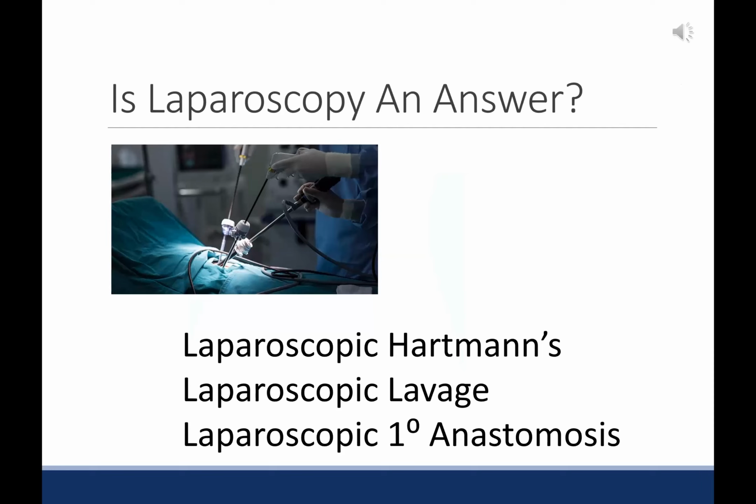Is laparoscopy an answer? Some advocates use laparoscopy not only for the resection of the diseased segment of colon, but also for the primary anastomosis, with or without a protected loop ileostomy. There are non-randomized studies that support primary anastomosis in comparison to Hartmann's procedure, with primary anastomosis not associated with worse morbidity and mortality. Some studies show improved morbidity and mortality with primary anastomosis.